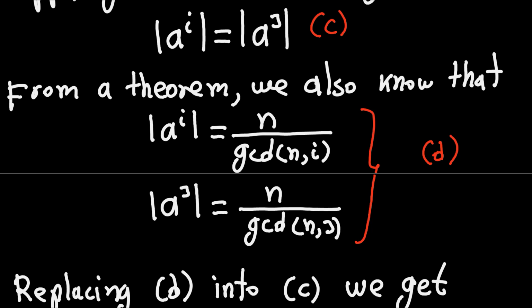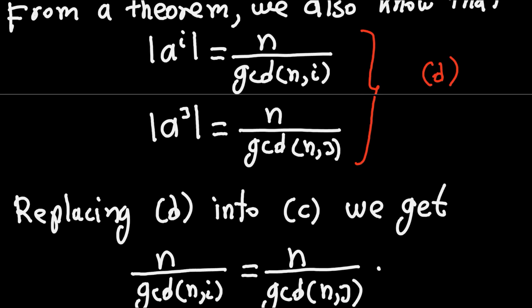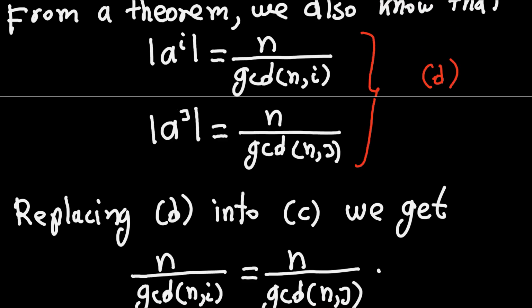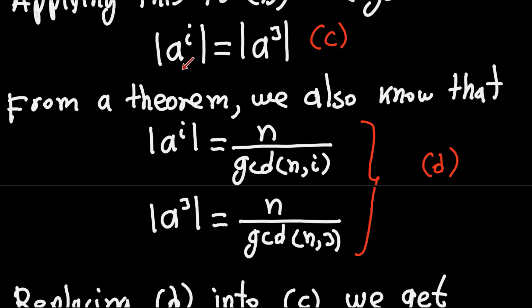Now, if you look at C and D, I can replace D into C, because these two numbers are the same, but this number is equal to this one, and this number is equal to this one.